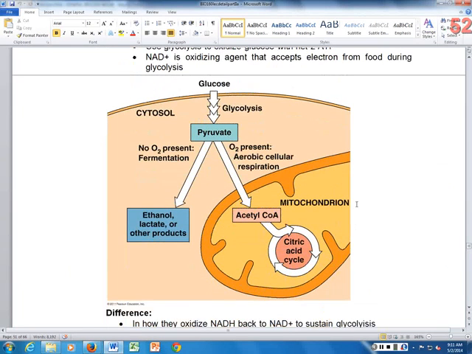So this compares them side by side in a cell. Both start out doing glycolysis to make the pyruvate. So if oxygen's present, pyruvate goes into being acetyl-CoA in the citric acid cycle. If oxygen's not present, it's going to do the fermentation pathway.